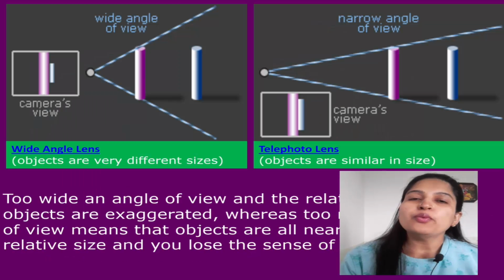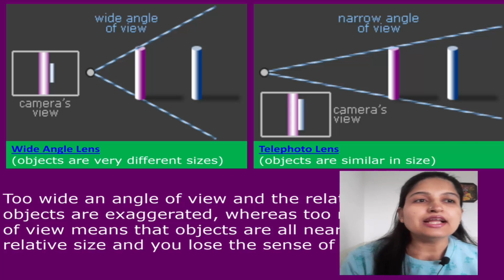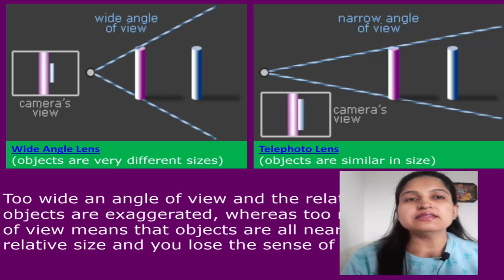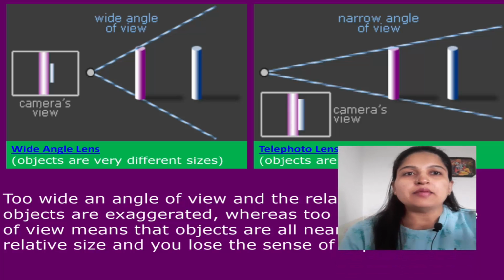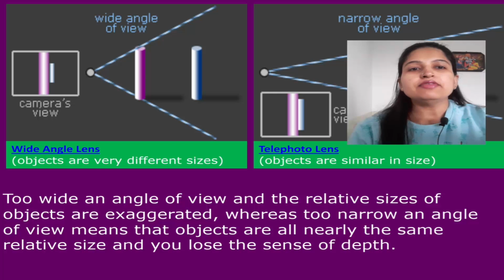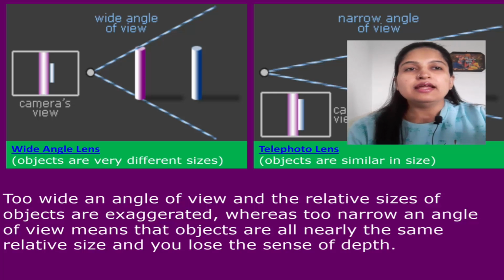Fine. So now we are going to discuss the wide angle view and telephoto lenses, which we are going to discuss for cameras. In cameras we have this wide angle view. If we have lenses for too wide an angle of view, the relative sizes of the objects are exaggerated, like in the figure you can see here. This is the wide angle view camera.